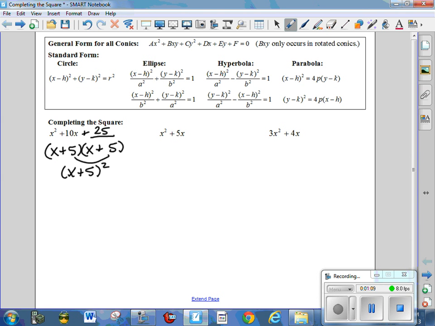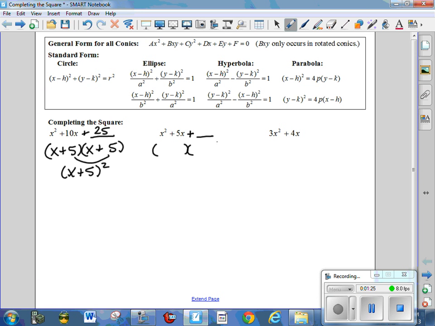The goal is that I can then write this as x plus 5 squared. And you'll notice that in all of these, there is a quantity squared. And that's why we need to be able to do this, is to write that quantity squared in each of these standard form equations.